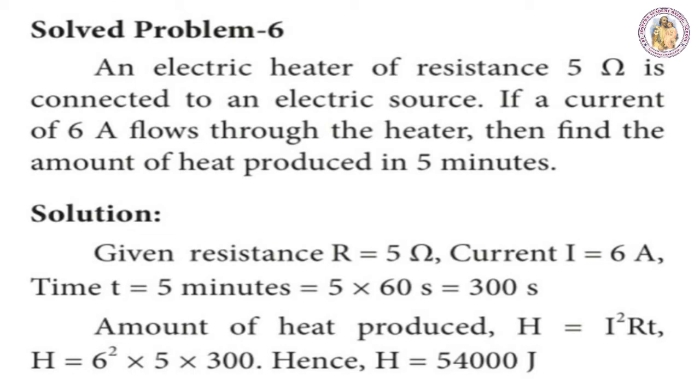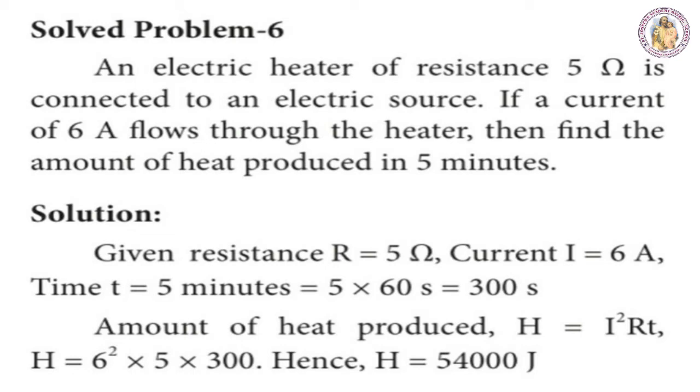time into seconds. 1 minute is equal to 60 seconds. So 5 minutes is equal to 5 into 60 seconds, 300 seconds we will get.